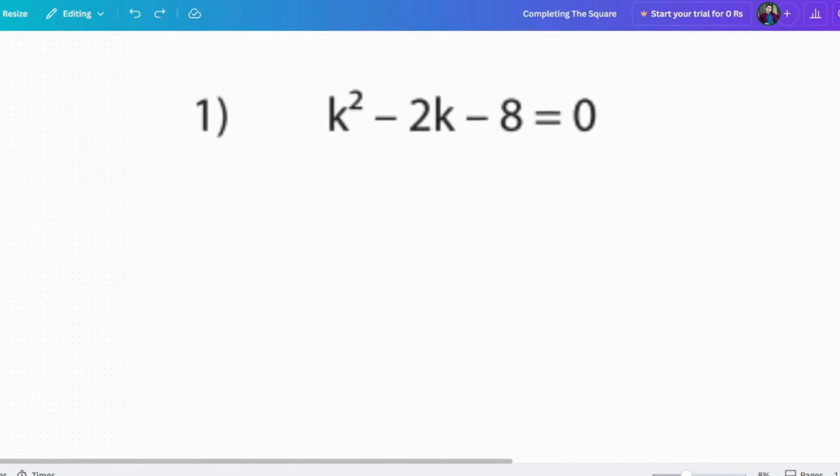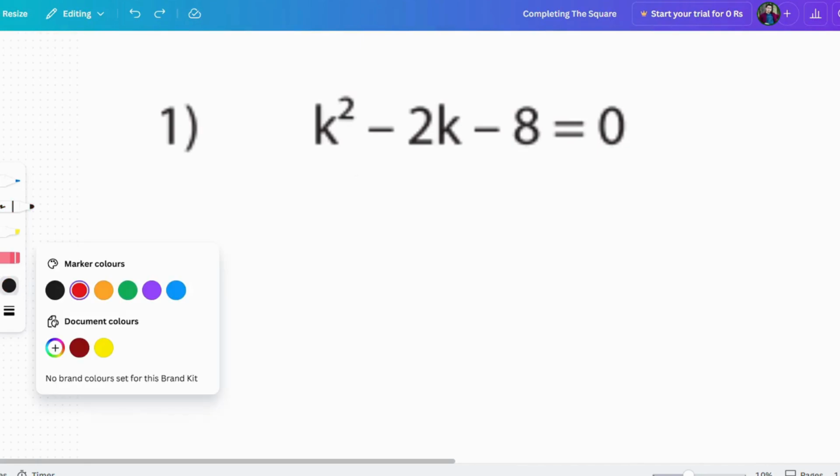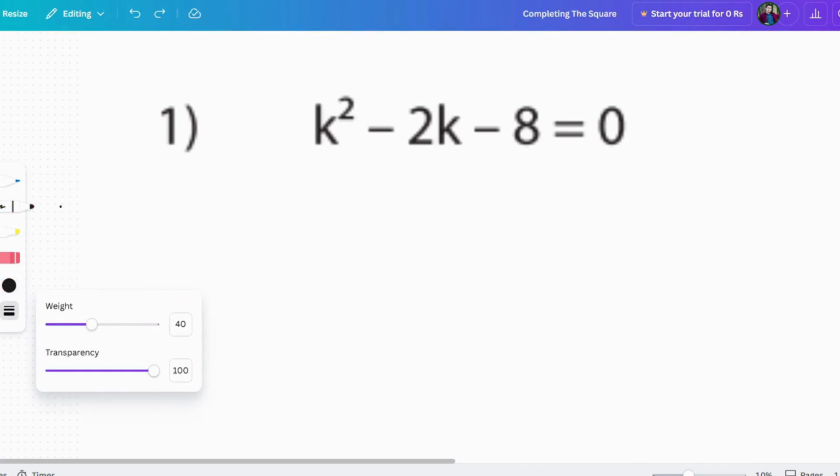We will be following a single method for all of them, the same method for all of them, okay? So you just need to learn it for one question and you can apply it for all of the questions that are remaining, okay? So we have this question over here. The first thing that we will do, we'll move this 8 to the other side of the equal sign.